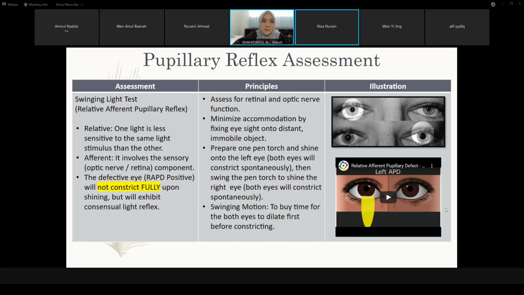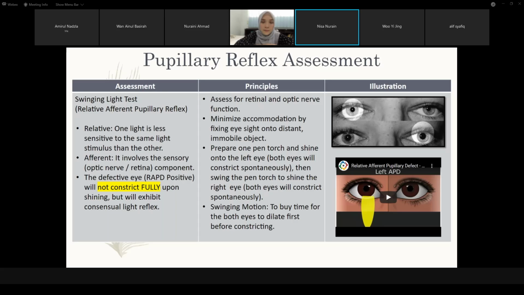So next is the swinging light test, also named the relative afferent pupillary reflex. First, relative is where one eye is less sensitive to the same light stimulus than the other, and afferent involves the sensory component, the optic nerve or retina. And we have a defective eye which is RAPD positive. A relative afferent pupillary defect will not constrict fully upon shining but will exhibit the consensual light reflex.